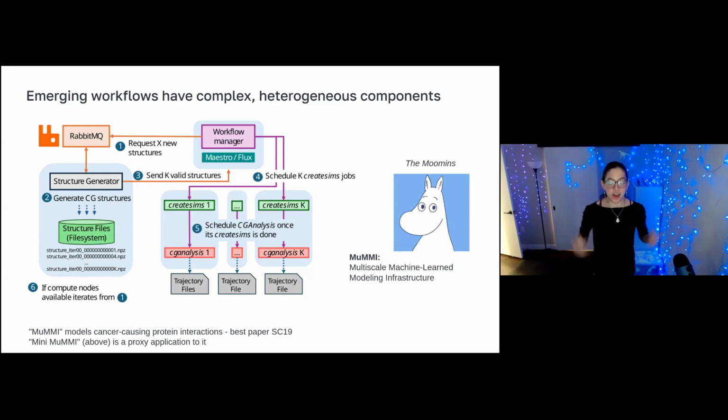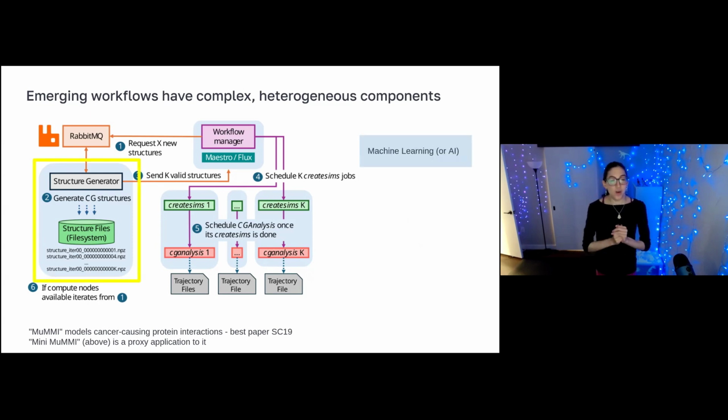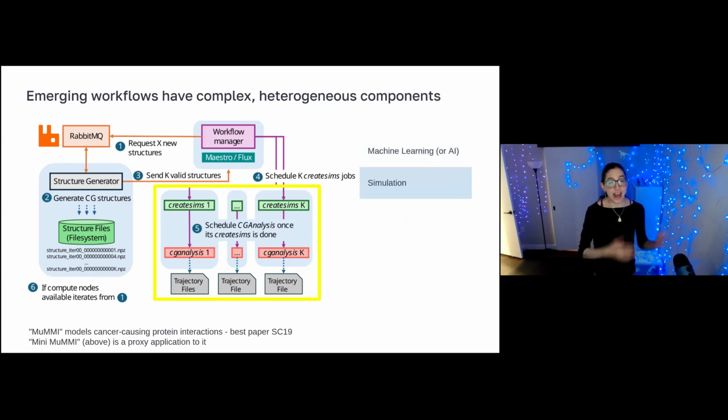So let's talk about Mini MuMMI. The first thing we start with is the machine learning. So this is an ML server that is generating structures, sampling from a latent distributed space. When the structures are valid, it hands them off to the simulation. So the simulation has two components. The green is the create sims, which does exactly as it sounds. It sets up the simulation. That then hands off to CG analysis, the red, which actually runs the simulation.